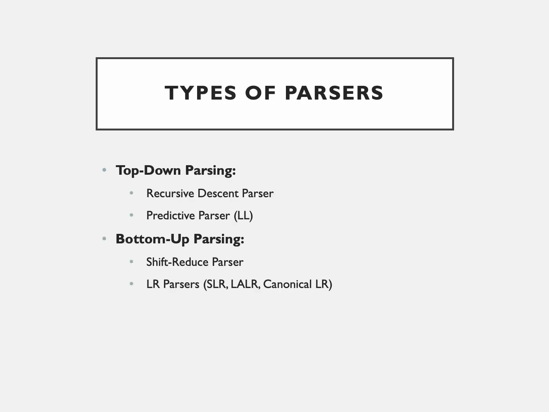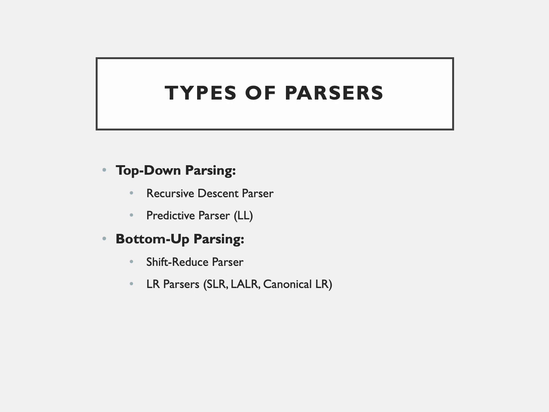Okay, now let's discuss the types of parsers, which are essential components of the syntax analysis phase in a compiler. Parsers are classified into two main categories based on their approach to analyzing the grammar. First is top-down parsing and then bottom-up parsing. In the first one, the parser starts at the root of the parse tree and works its way down to the leaves, following the production rules.